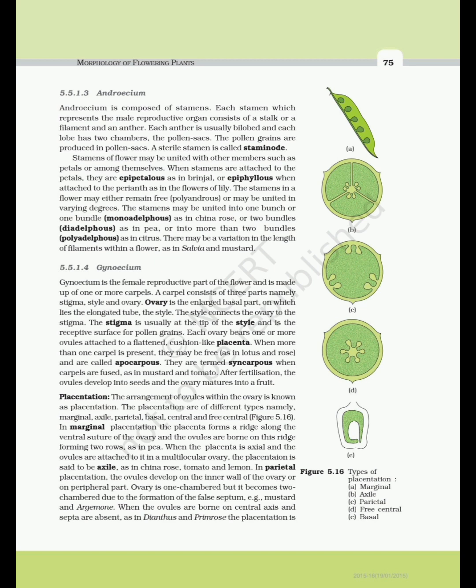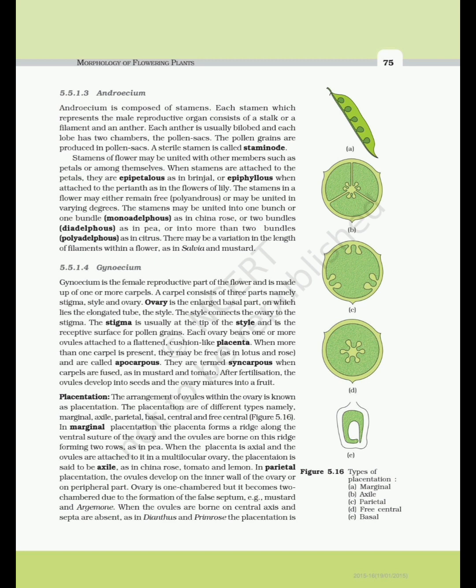Stamens of a flower may be united with other members such as petals or among themselves. When stamens are attached to the petals, they are epipetalous as in brinjal, or epiphyllous when attached to the perianth as in the flowers of lily. The stamens in a flower may either remain free, polyandrous, or may be united in varying degrees. The stamens may be united into one bunch or one bundle, monodelphous as in China rose, or 2 bundles, diadelphous as in pea, or into more than 2 bundles, polyadelphous as in citrus. There may be a variation in the length of filaments within a flower, as in salvia and mustard.